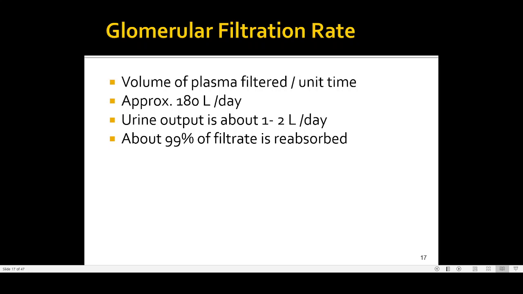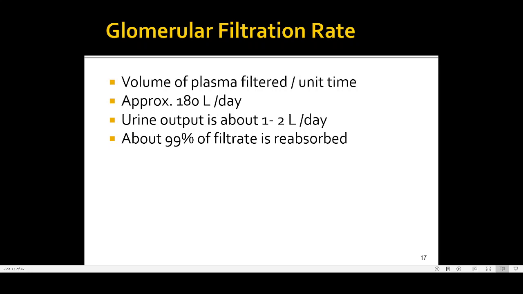Now here you can see how much filtration is taking place. Approximately 180 liters of filtrate is produced. We have two kidneys, and together both kidneys will be filtering around 180 liters of filtrate. We only have 5 liters or 2.5 liters of blood, but this blood passes through the kidney several times, and each time a lot of filtrate is removed. So if you take the total volume, it comes to 180 liters of filtrate produced.